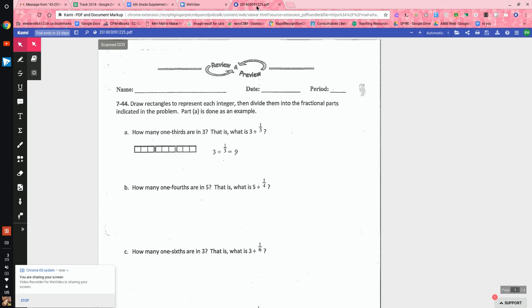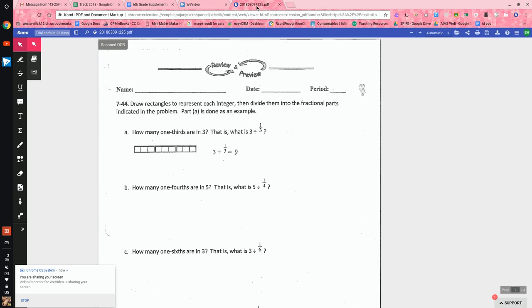All right, guys, we got review and preview, chapter 7, problem 44 through 46. They kind of showed you what to do in the first part. We kind of modeled it for you. So that's one less question you got to do. Looking at problem B, how many 1/4 are in 5?